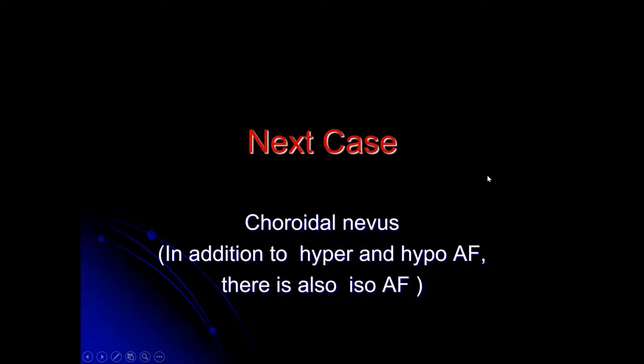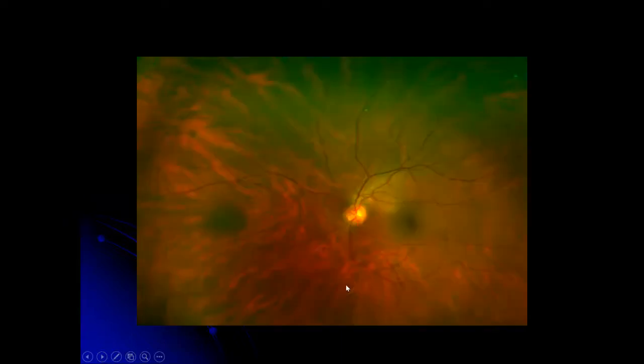Let's talk about choroidal nevus. Choroidal nevus is a very common finding, found in about 10% of patients with ultra-wide field imaging. And as we'll see, in addition to hyper and hypoautofluorescence, which we've already discussed, normal fluorescence is sometimes called isoautofluorescence. Here's a typical image of a patient, a left eye. Here's the macula, here's the optic nerve head, the vessels, and going out about 5 disc diameters or so, there's a dark area that shows up.